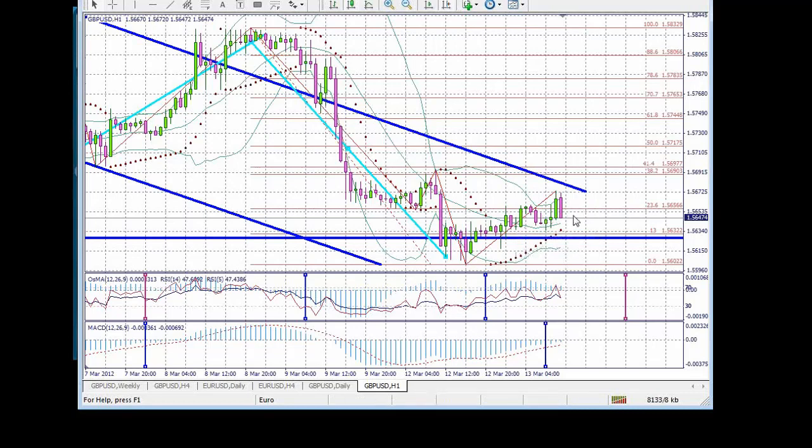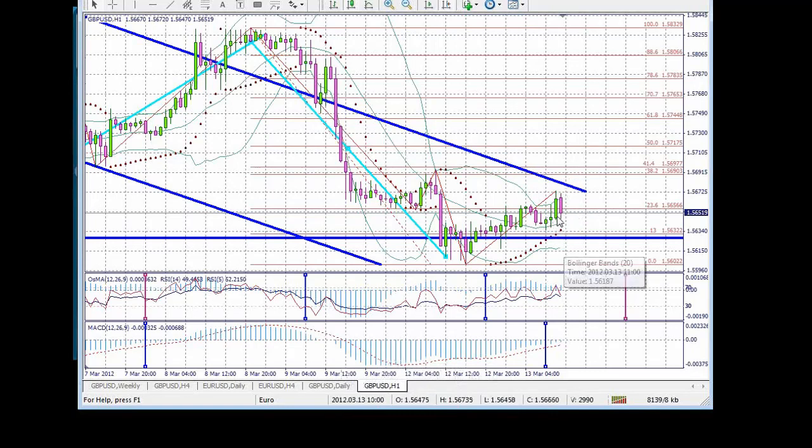I think that the channel line will be tested once again, and we have to look on the 4-hour chart and daily what is indicating. That was one signal on the daily chart and that one on the 4-hour chart. Here on the daily chart we have a signal for sell, but it's not confirmed by the MACD. So it's possible not to be so strong.